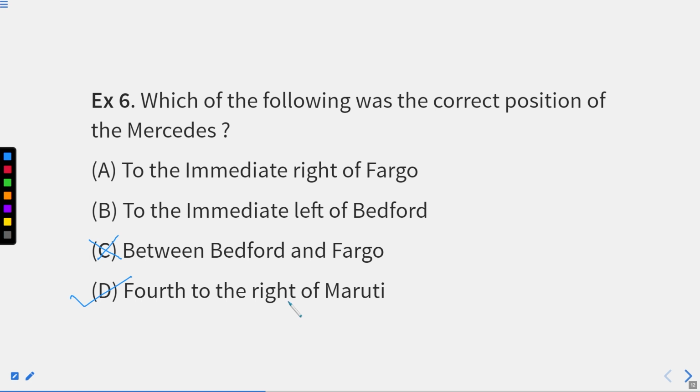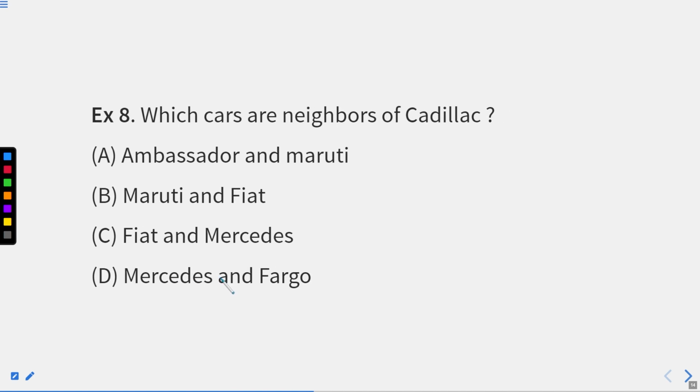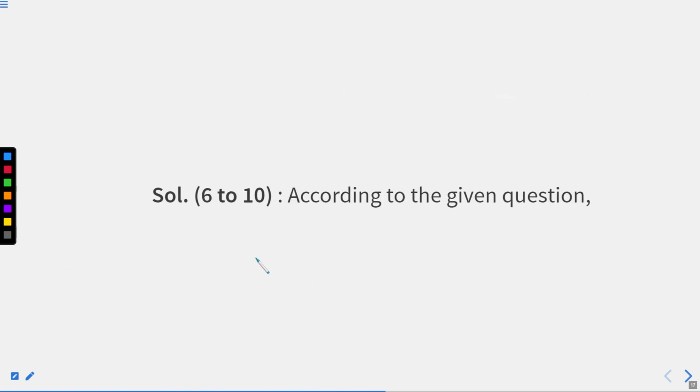Now, as soon as you move to the next question, you are supposed to answer something different. That is, which of the following is definitely true? Now, you have 4 sets of instructions. You have to check which instruction is written correctly as per the diagram that you have made, right? Eighth question, what does the eighth question say now? Which cars are neighbors of Cadillac? Which cars are neighbors of Cadillac? We know Mercedes is there, right? Along with Mercedes, which car is there? Now we need to check this, right?